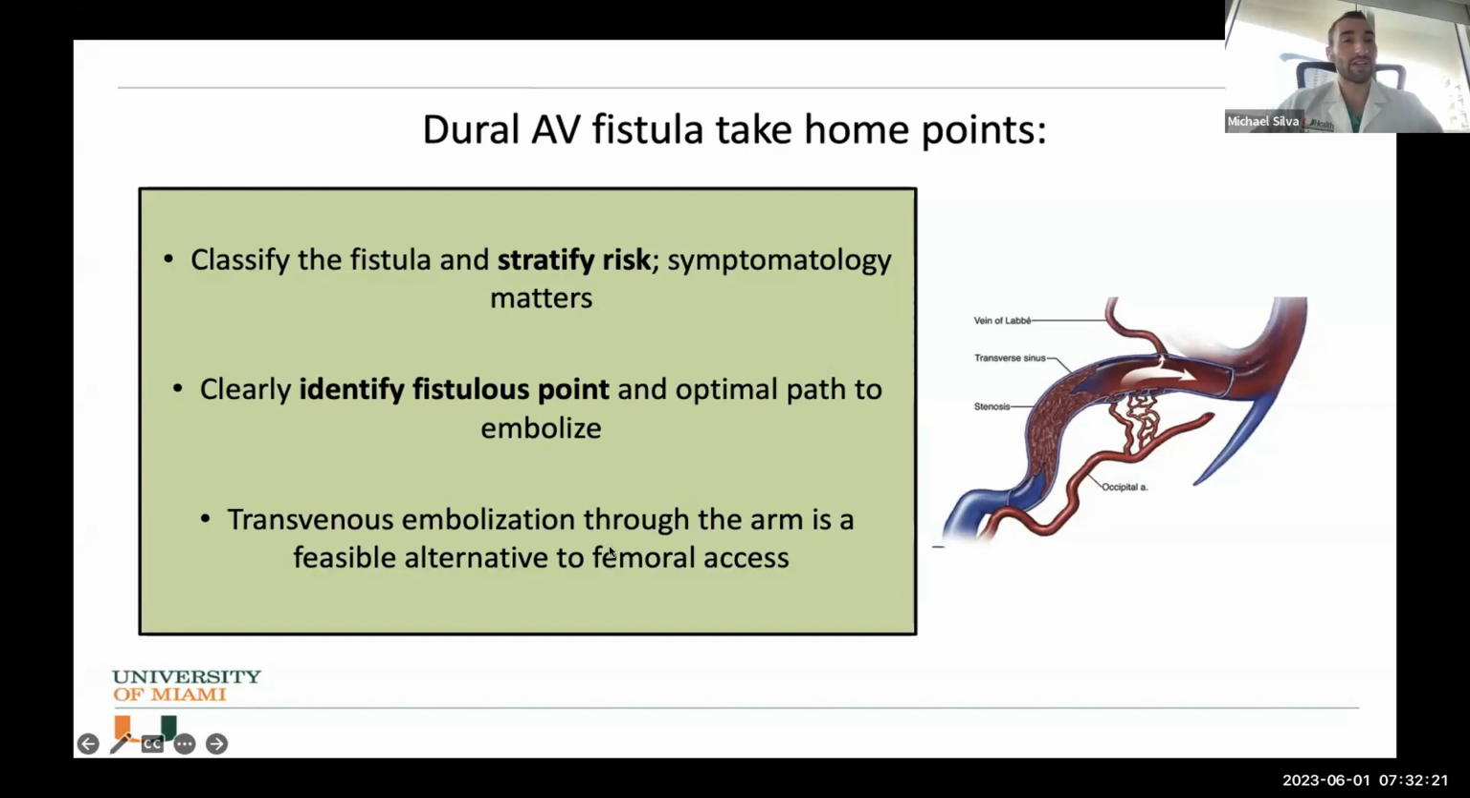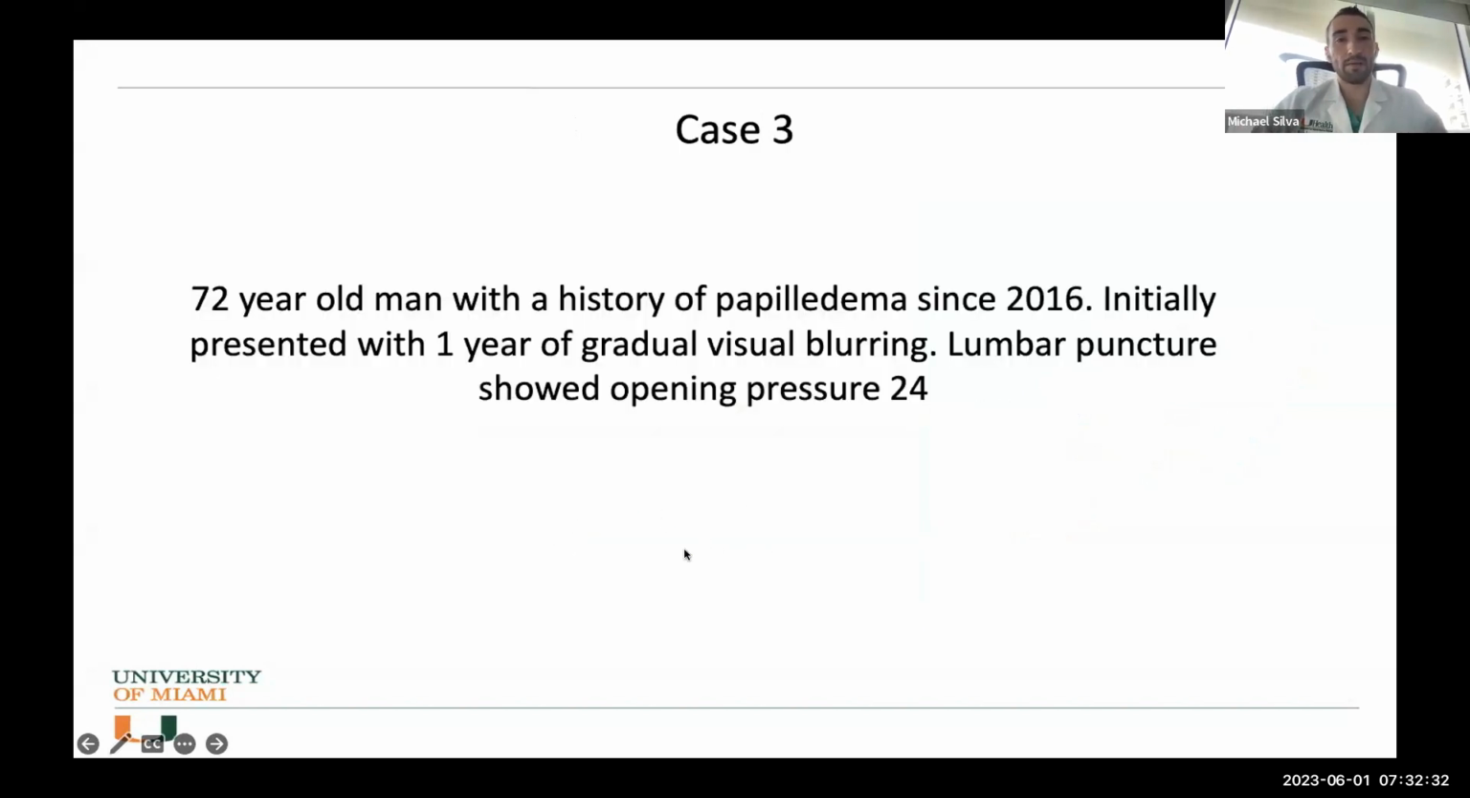And lastly, transvenous embolization, while typically done through the leg, more recently we've started to do that through the arm, and that's very feasible in many patients. All right, we'll move on to another case.